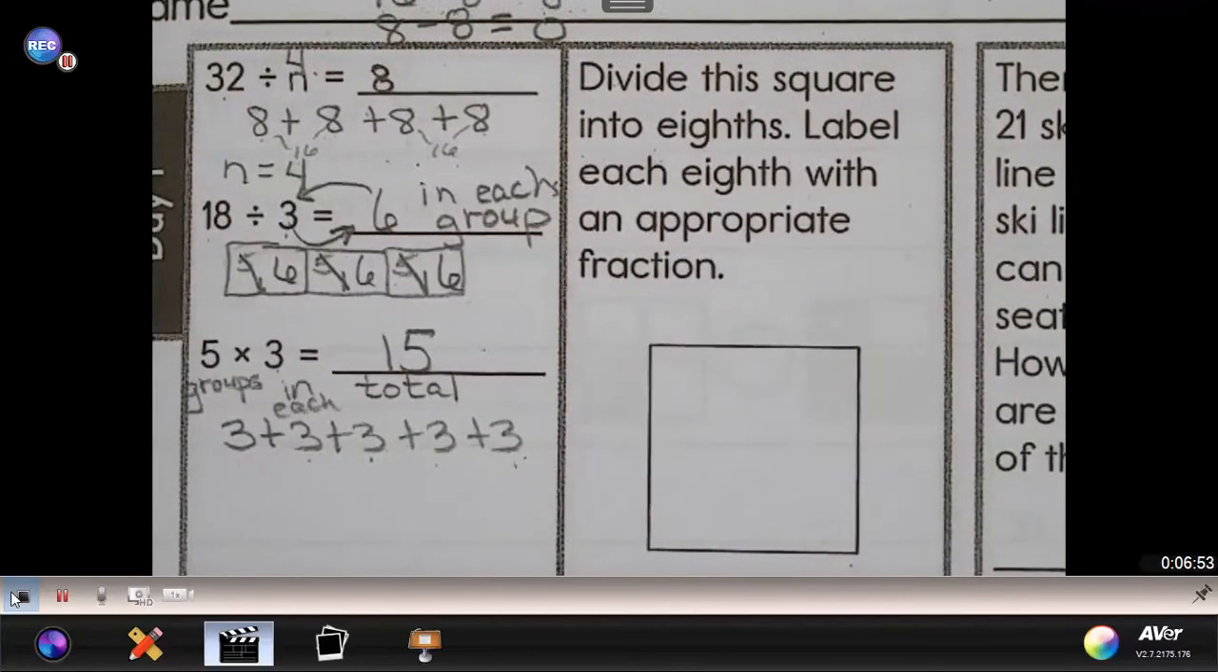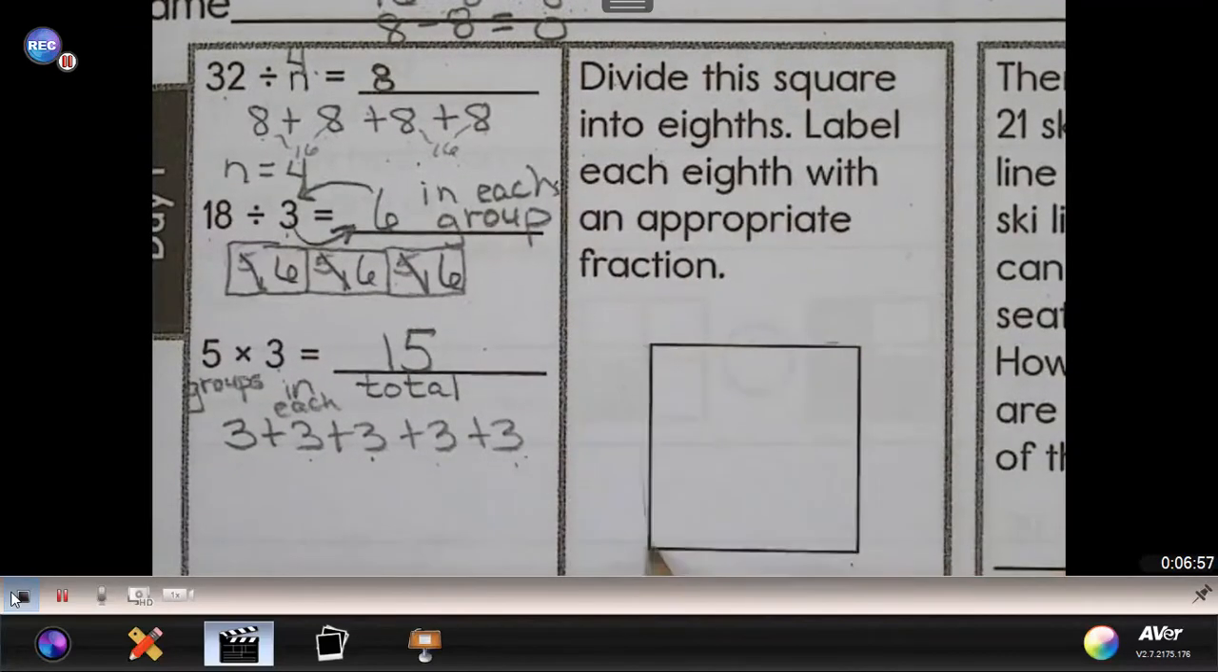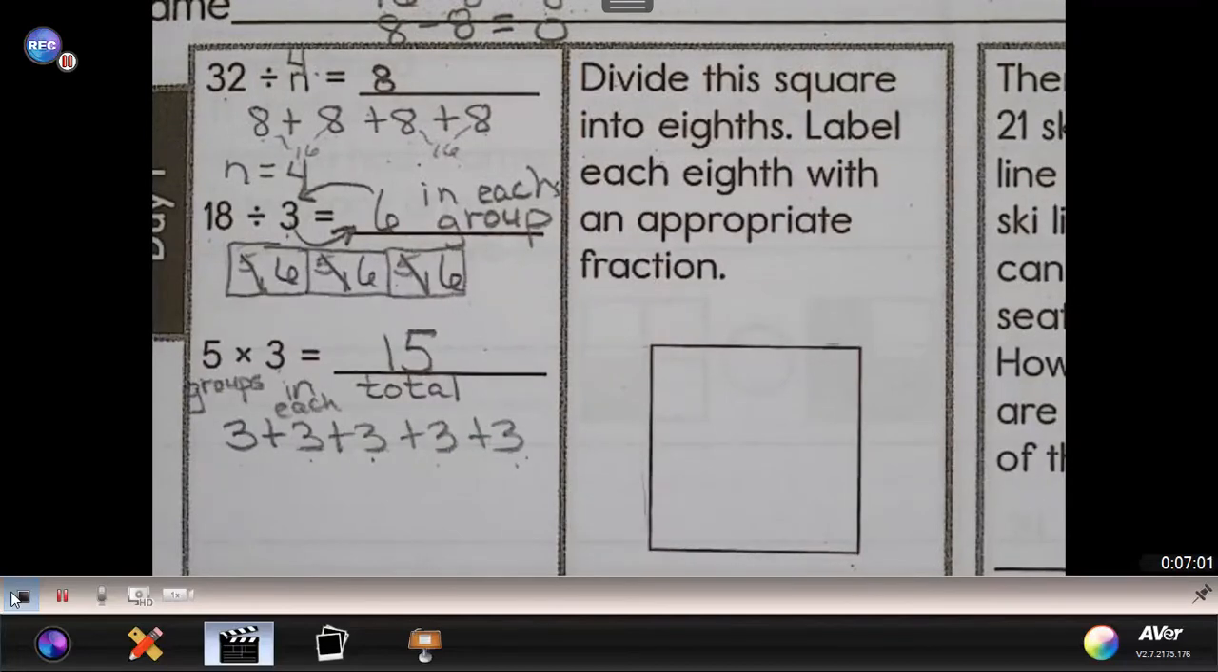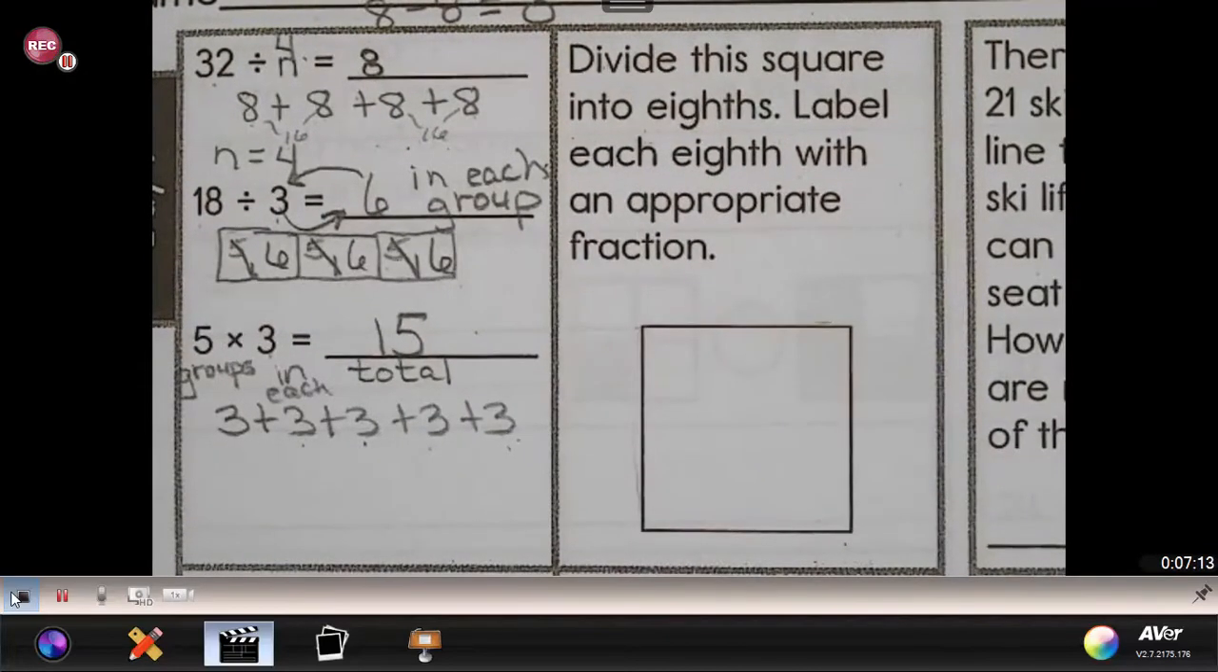The next problem is a fraction problem. It says divide this square. Remember, a square is a figure with 4 equal sides. 4 equal sides, that means it's a quadrilateral. Quadrilateral is a 4-sided figure. So a square is a quadrilateral. So it wants us to take it and break it up into 8 equal pieces.